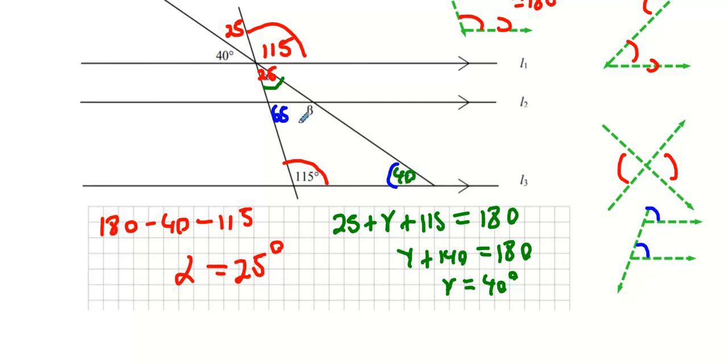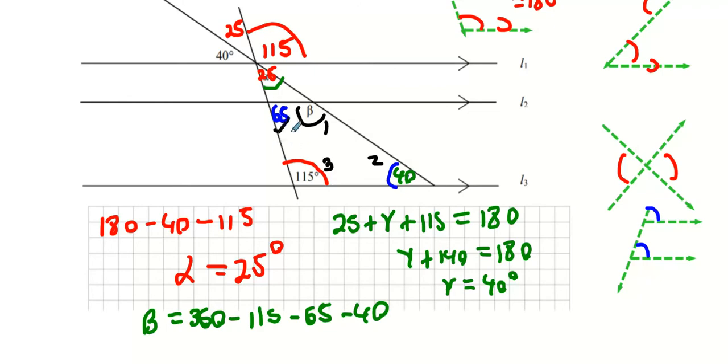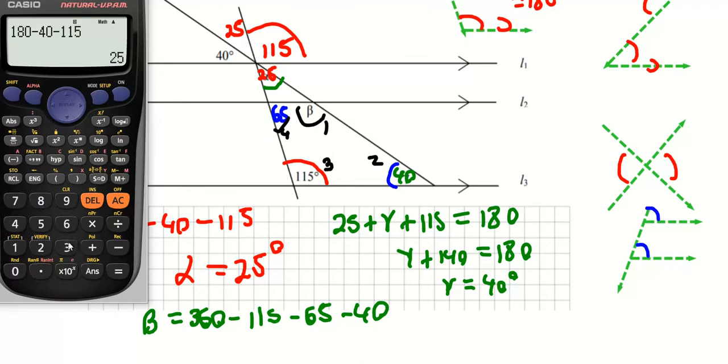We have a cyclic quadrilateral here, so we should be able to figure out what delta is. So it's 360, take away 115, take away 65, because that's the interior angle, take away 40. See all four angles here, angle 1, angle 2, angle 3, and angle 4, all have to add up to 360 degrees. So 360, take away 115, take away 65, take away 40, and you get 140 degrees.